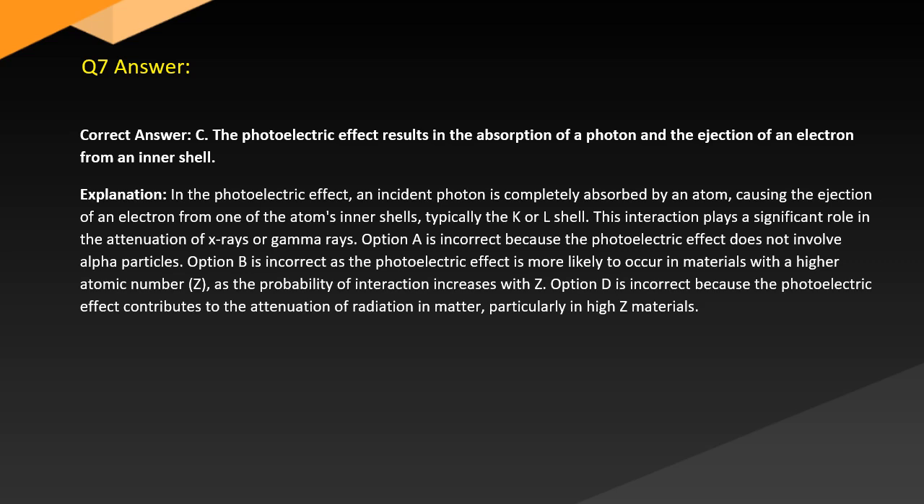Explanation. In the photoelectric effect, an incident photon is completely absorbed by an atom, causing the ejection of an electron from one of the atom's inner shells, typically the K or L shell. This interaction plays a significant role in the attenuation of X-rays or gamma rays. Option A is incorrect because the photoelectric effect does not involve alpha particles. Option B is incorrect as the photoelectric effect is more likely to occur in materials with a higher atomic number Z, as the probability of interaction increases with Z. Option D is incorrect because the photoelectric effect contributes to the attenuation of radiation in matter, particularly in high Z materials.